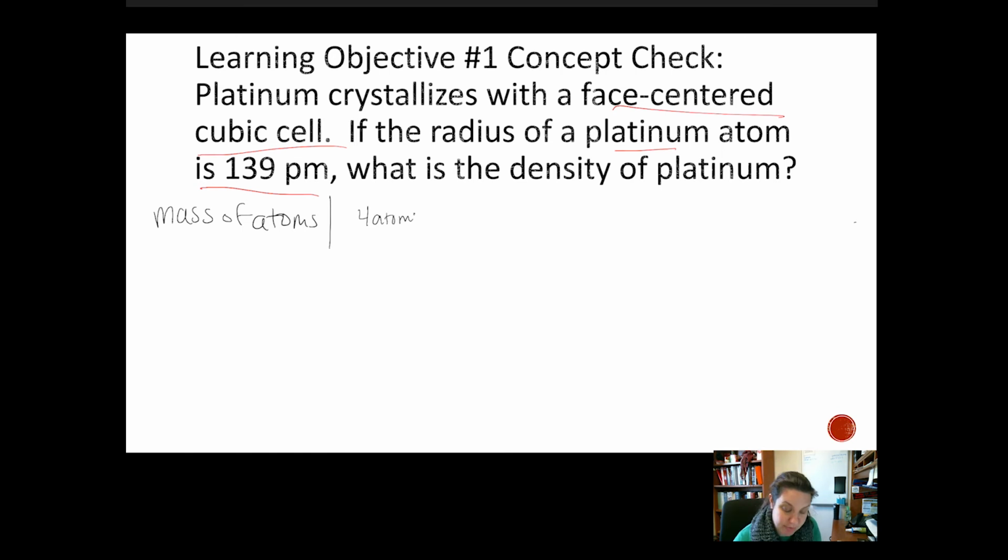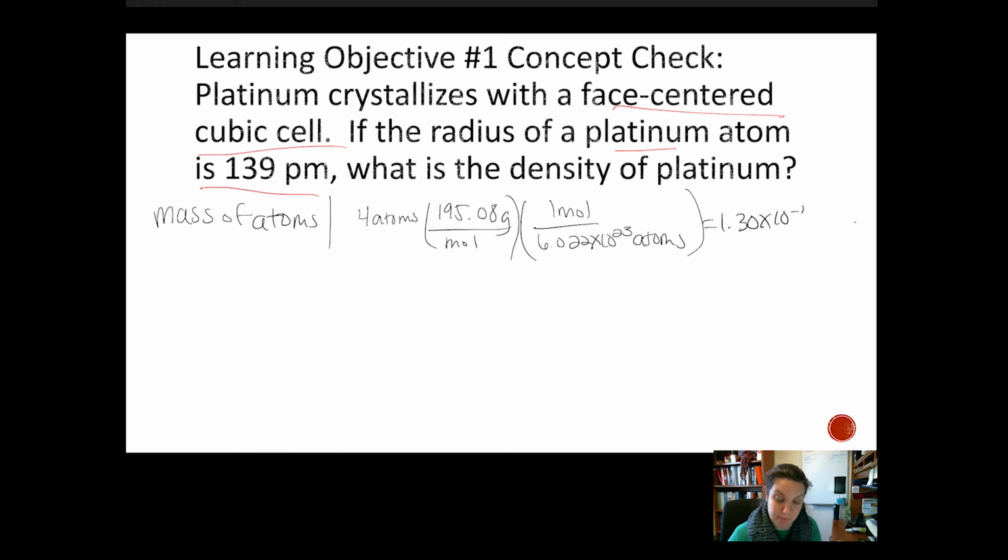Each one of those are platinum, so they have a mass of 195.08 grams per mole. Right? So that's if we have a mole of atoms. However, we only have 4 atoms, so we're going to use Avogadro's number. 1 mole is equal to 6.022 times 10 to the 23rd atoms. This will cancel out our atoms, this will cancel out our moles, and this will give us 1.30 times 10 to the negative 21 grams. Okay? Now we want volume of our unit cell.